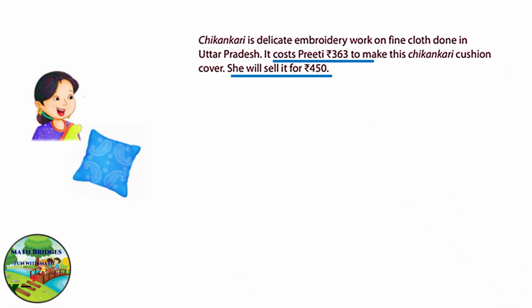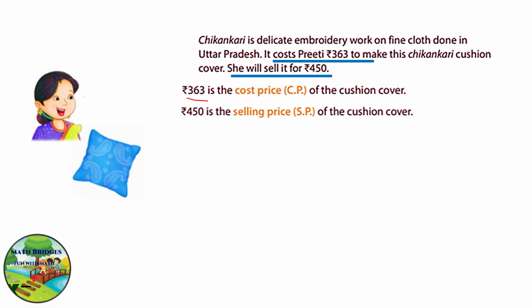Now mention the data. First, RFD: read the problem carefully. Next, see what the important things are. Data has been given. F, find it: what is to be done. So we will write it first. Cost price is 363 rupees. Selling price is 450 rupees.